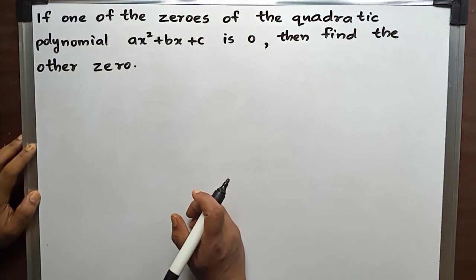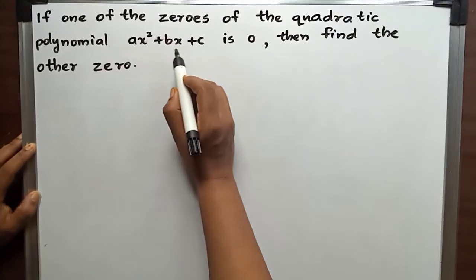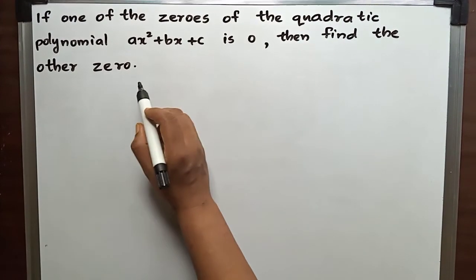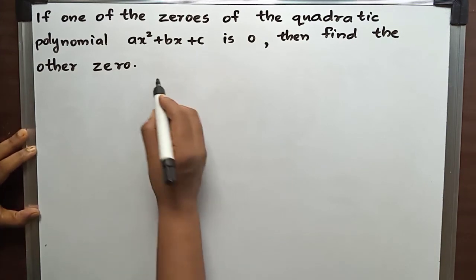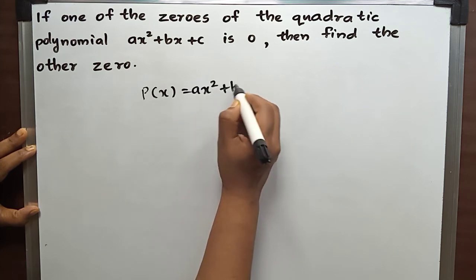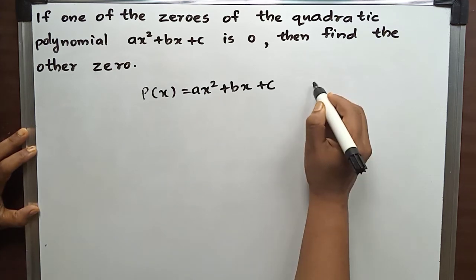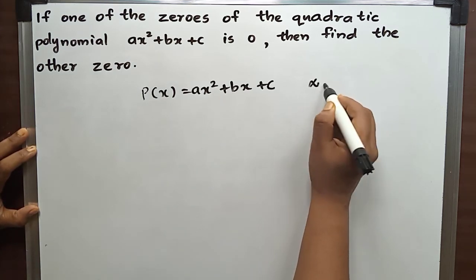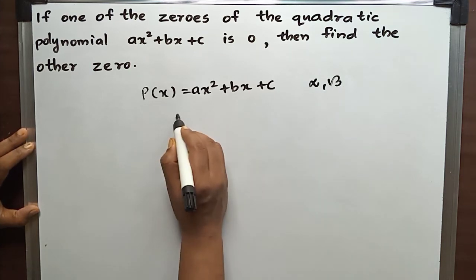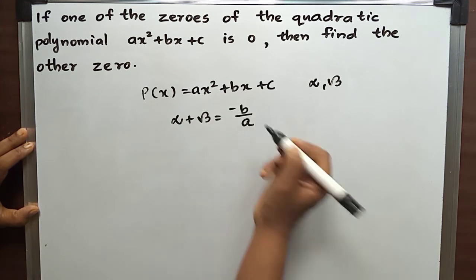This is the next question. If one of the zeros of the quadratic polynomial x square plus bx plus c is 0, then find the other zero. Anyways, the given polynomial is a quadratic polynomial, x square plus bx plus c. That means the maximum number of zeros of the polynomial is 2, alpha and beta. Alpha, beta are the zeros of the polynomial, and we have learned the equation alpha plus beta is equal to minus b by a.